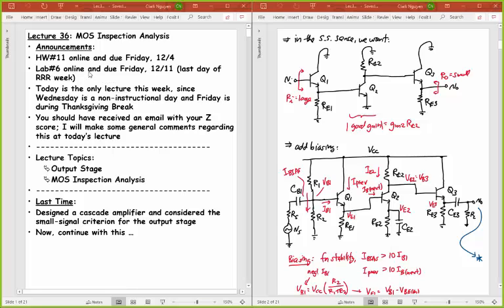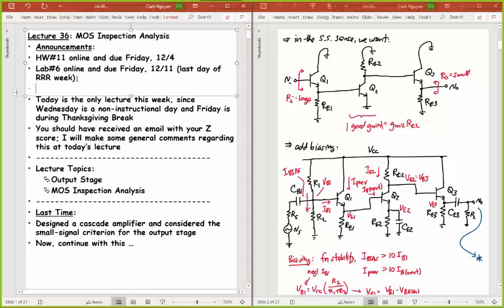I should say that this week, though, in lab, you have your first checkpoint due. So first lab number 6 checkpoint due this week in your lab section. That's just a spice design for your lab. Today is the only lecture this week, since Wednesday is a non-instructional day, and Friday, of course, is during Thanksgiving break.